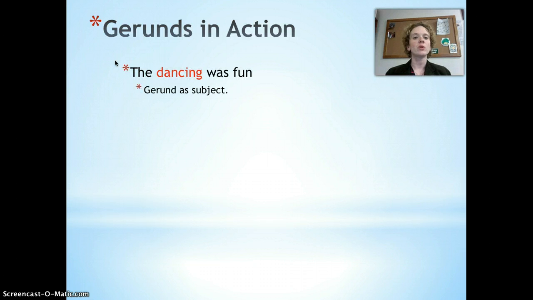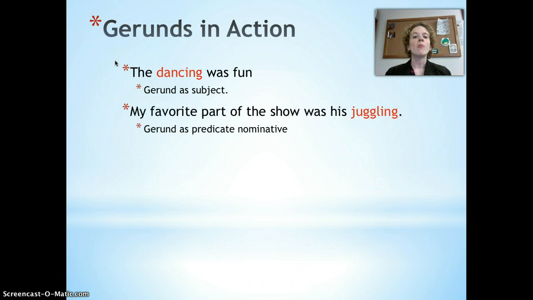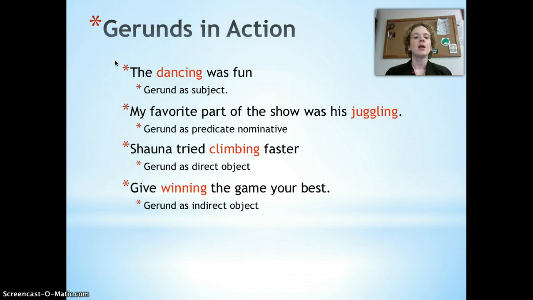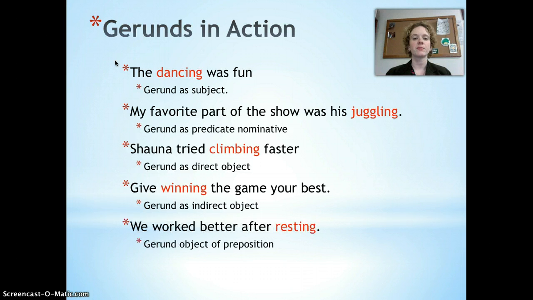The dancing was fun. The gerund is dancing, and in this sentence, it's being used as the subject of the sentence. My favorite part of the show was his juggling. The gerund is juggling, and in this sentence, it's being used as the predicate nominative. Shauna tried climbing faster. The gerund is climbing, and in this sentence, it's being used as the direct object. Give winning the game your best. Winning is the gerund, and it's being used as the indirect object.